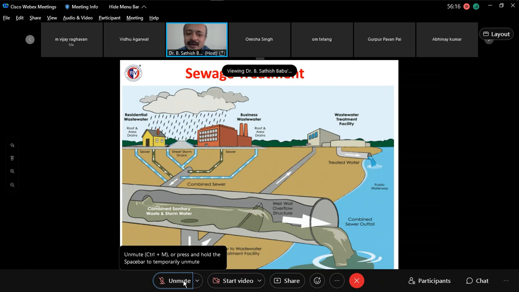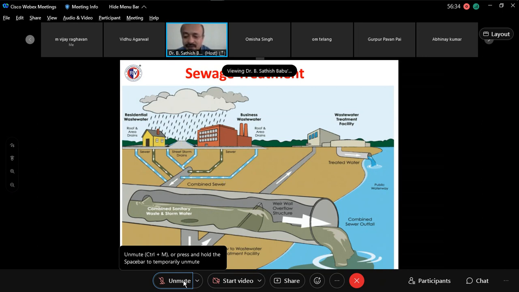This gray colored drain is there. No, that is domestic sewage. And this particular sewage is from industries. So how will you define sewage then? It's a liquid waste.